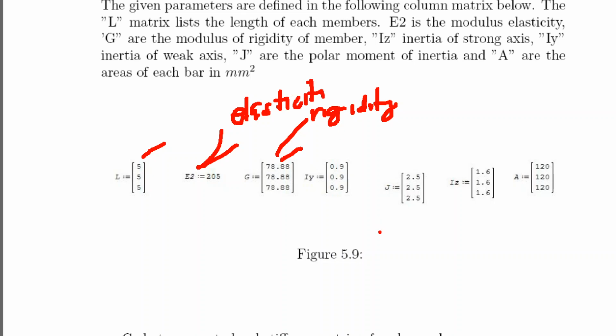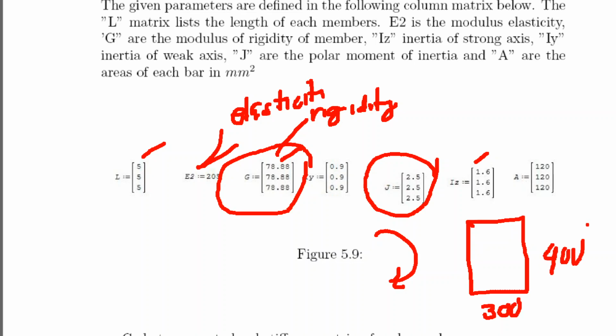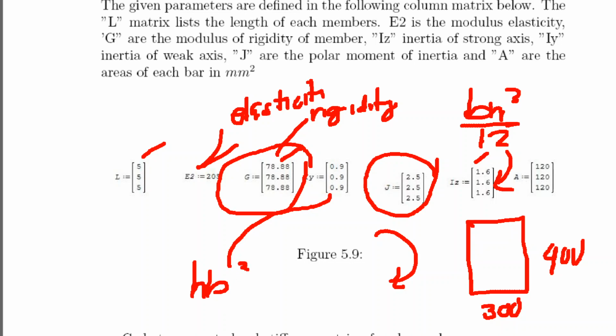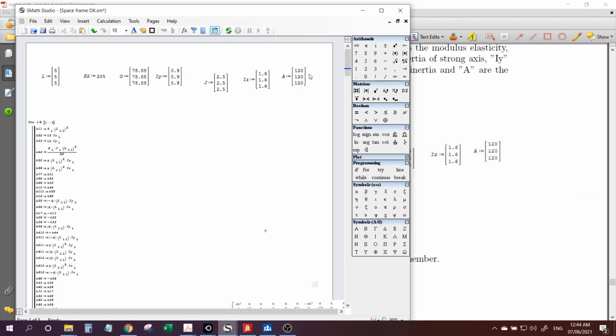Since we are now considering torsion, that means we will be needing this, and of course the J, the torsional constant. Iz is the strong axis moment of inertia. Since our cross section is 300 by 400, if you get the moment of inertia of that, bh cubed over 12, you will get this. While Iy is hb cubed over 12, you will get that. And area is 120 because this is 300 by 400. Let me check. Yeah, okay, 120.